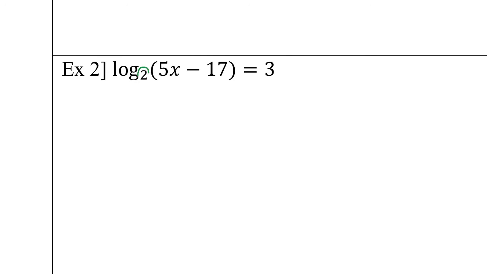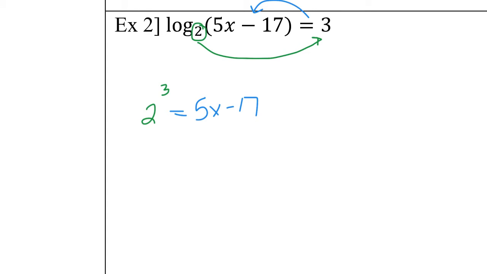So the way we do that is start with the base, raise it to the number across from the equal sign. So 2 to the third is equal to, and then the argument, whatever's inside the logarithm. So 2 to the third is equal to 5x plus 17. Now that we've written this without a log, we're just going to continue solving. So 2 to the third is equal to 8.